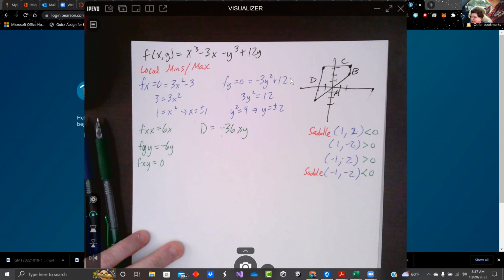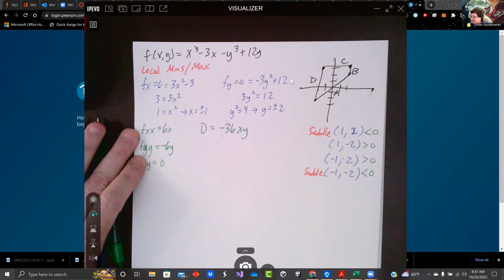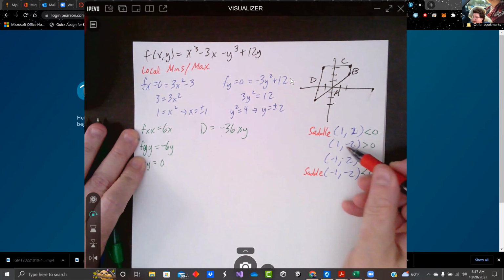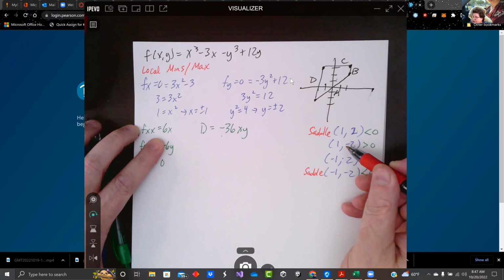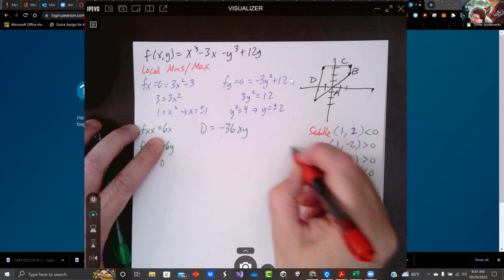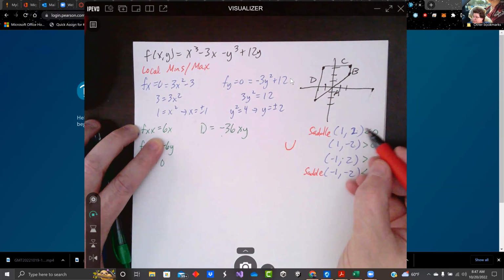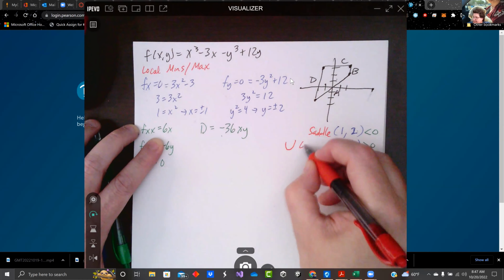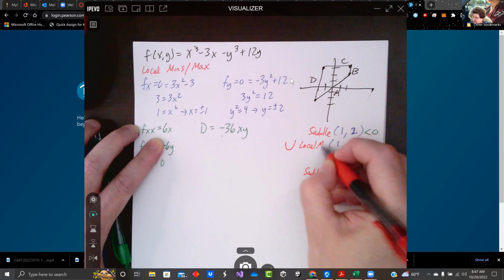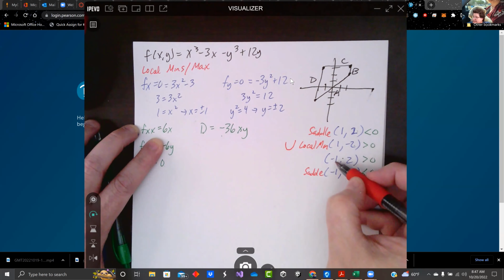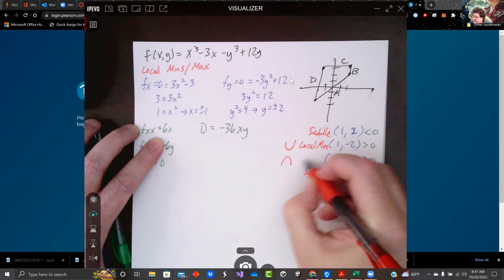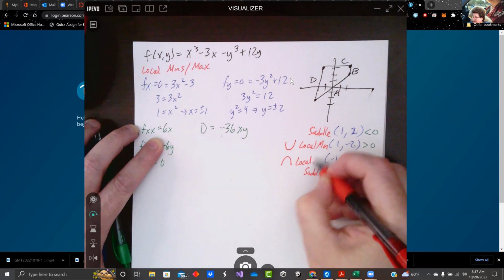For the two that are greater than 0, we have to check f of xx. If I plug in 1, I get 6, which means it's concave up, which means this is a local min. And this one, I stick in -1, I get -6, which means it's concave down, local max.